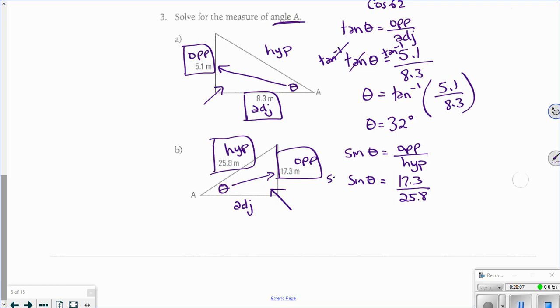We need to do the inverse sine to get our angle by itself. If we do it to one side, we have to do it to the other. So our angle is equal to the inverse sine of 17.3 divided by 25.8, which means our angle is equal to 42 degrees.